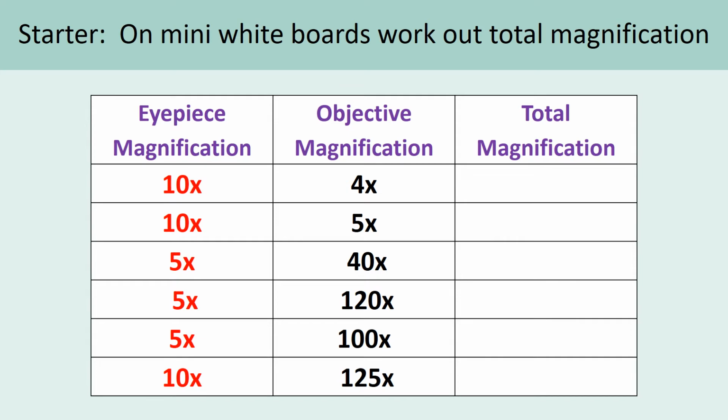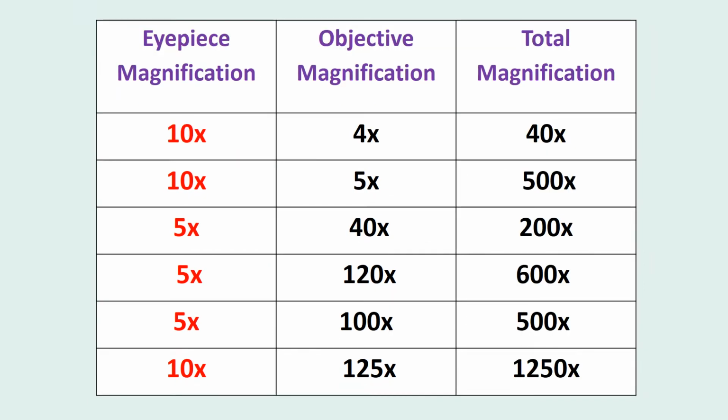So here's a nice little starter. If we have an eyepiece magnification of 10, an objective magnification of 4, so the eyepiece lens is where we put our eyes, the bit we look through. The objective lens is what's looking down on your slide. Now, quite simply, you can pause it here and work these out, but you multiply the two together. So 10 times 4 is 40, etc. Here are the answers. So you might wish to have gone back and paused that.